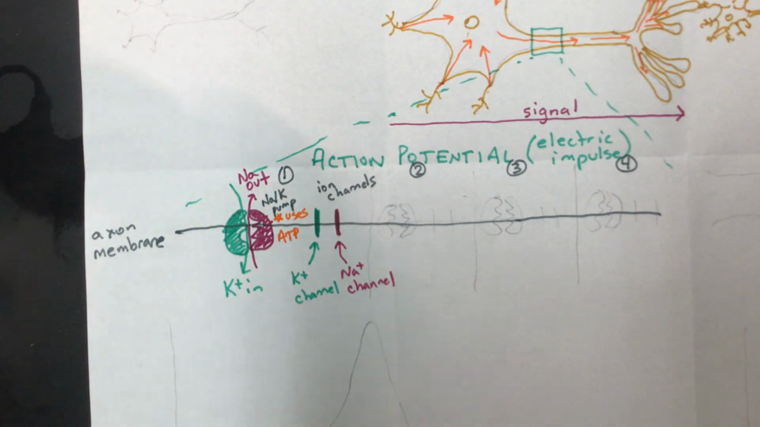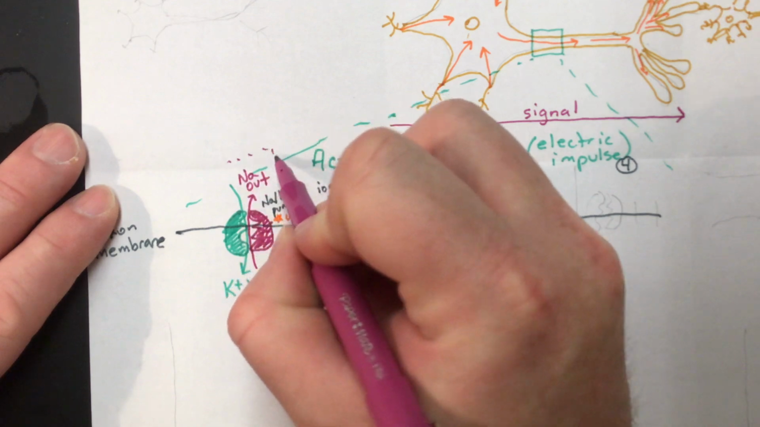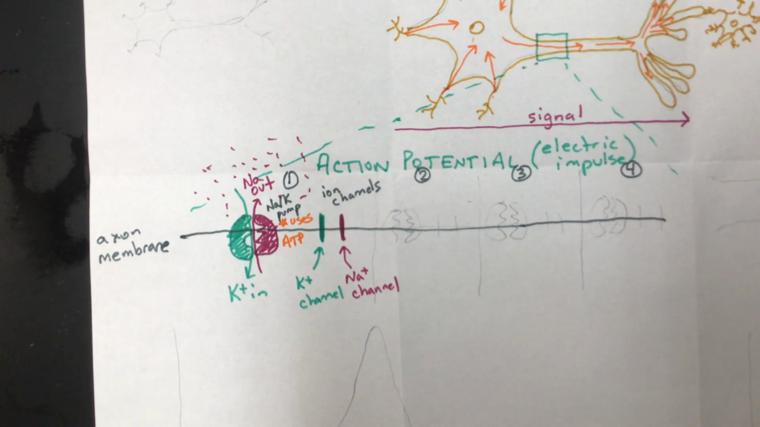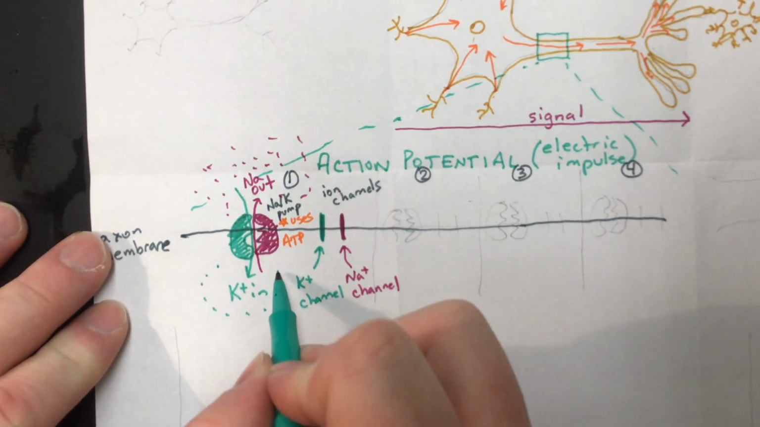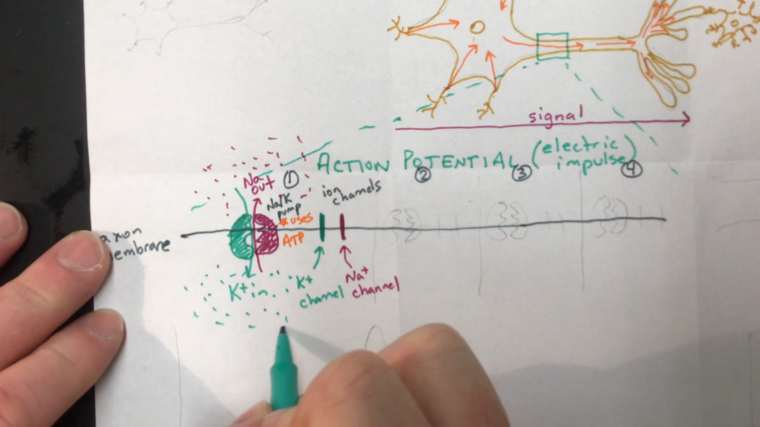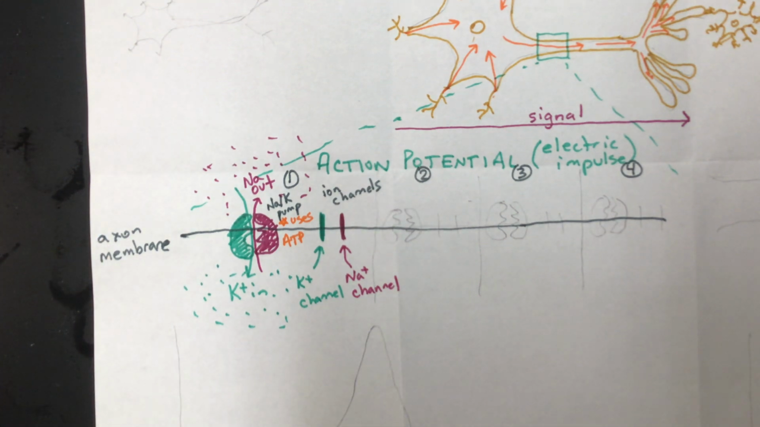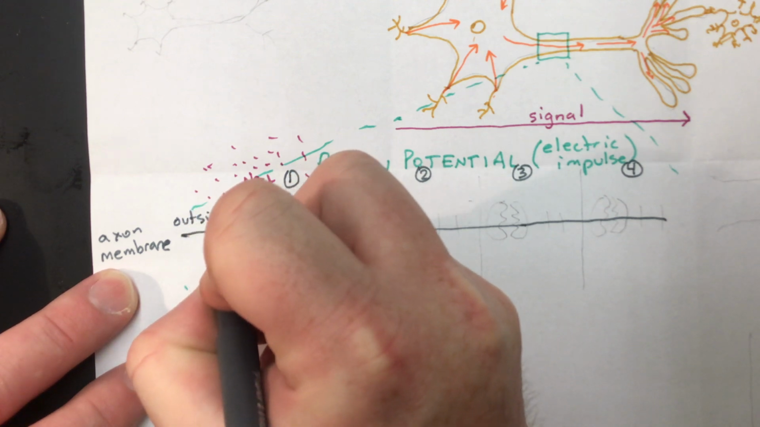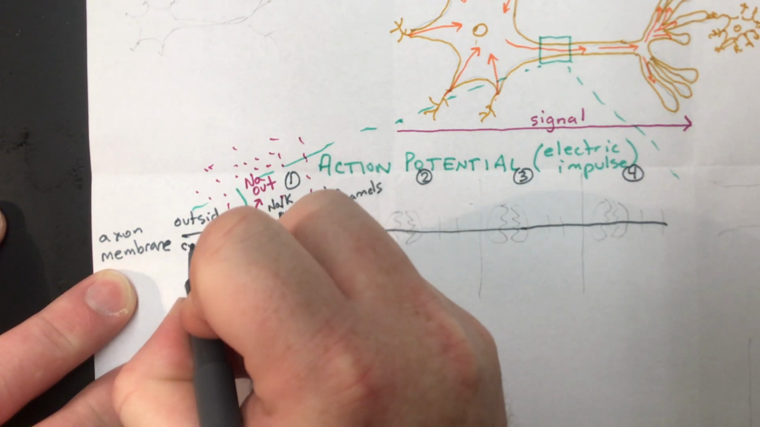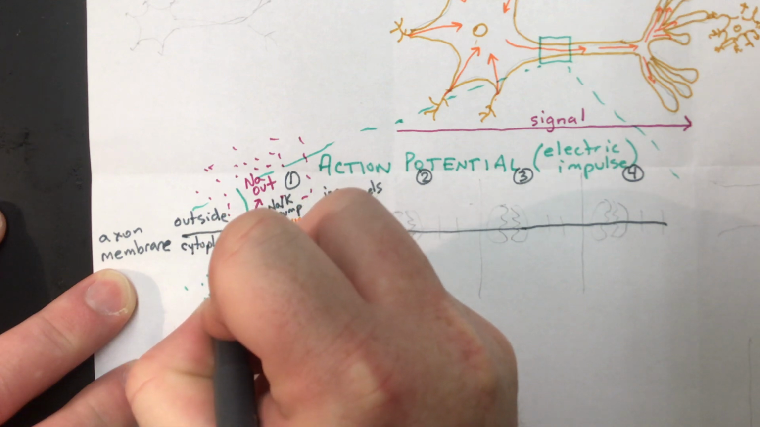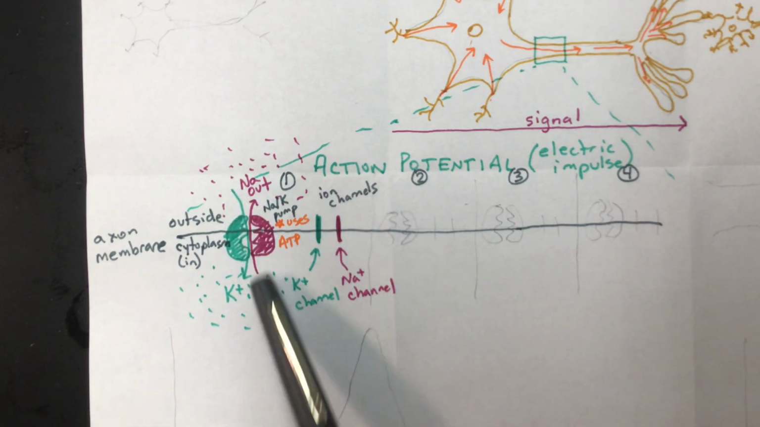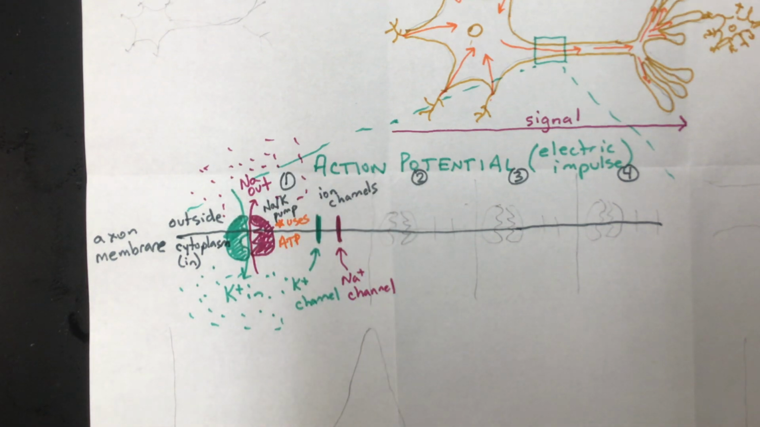So in step 1, the sodium-potassium pump is hard at work bringing all of those sodiums outside of the neuron and bringing all of those potassiums inside of the neuron. So I guess we should set that up too. So this is the outside of the cell, and this part right here is the cytoplasm, which is the inside of the cell. So we're bringing all of this potassium in and pushing all of that sodium out.